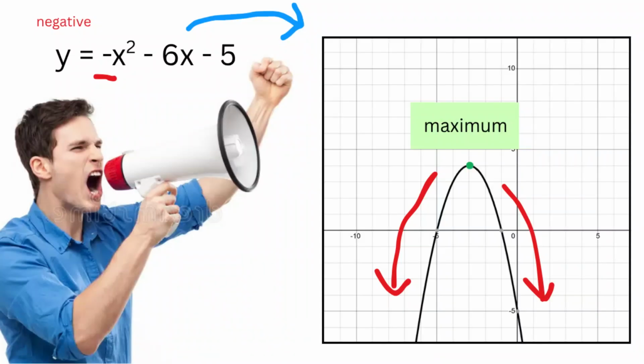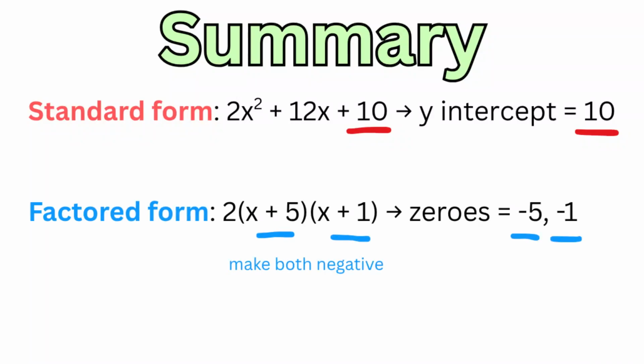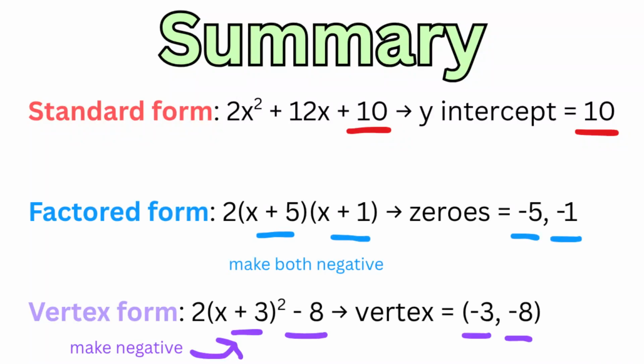That might have been a lot of new stuff, I know. So here's a quick summary. The y-intercept relates to standard form, the x-intercepts or the zeros relate to factored form, and the vertex relates to vertex form. Just memorize how those each look and why they're important, and you're good.